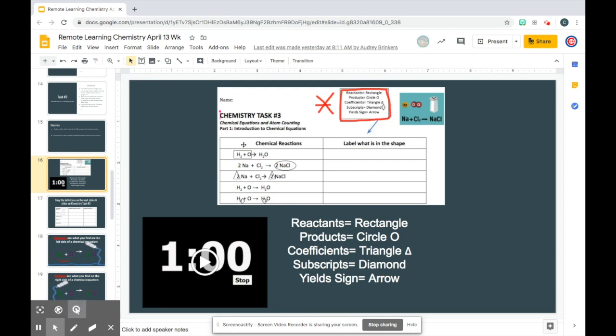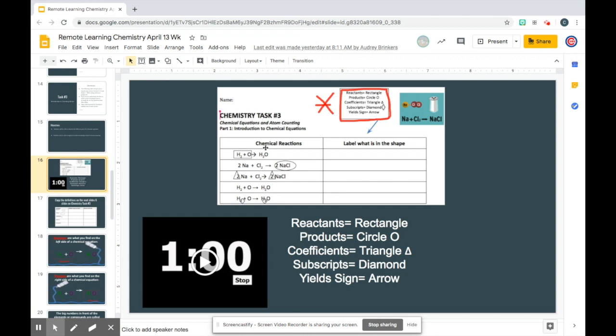All right, so if you look here, these are all the chemical reactions or equations that we're going to be working with, and what I want you to write on the right side of each is what is in the shape. For this first one, we have hydrogen plus oxygen makes H2O, or in other words, water, right? In this specific problem, we see that it is in a rectangle. So what we're trying to find out is what part of a chemical equation this is referring to.